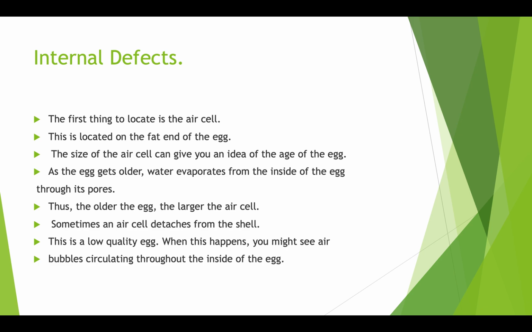As for internal defects that occur in eggs, the first thing is to locate the air cell. This is located on the far end of the egg. The size of the air cell can give you an idea of the age of the egg. As the egg gets older, the water evaporates from inside the egg through its pores. Thus, the older eggs have a larger air cell.